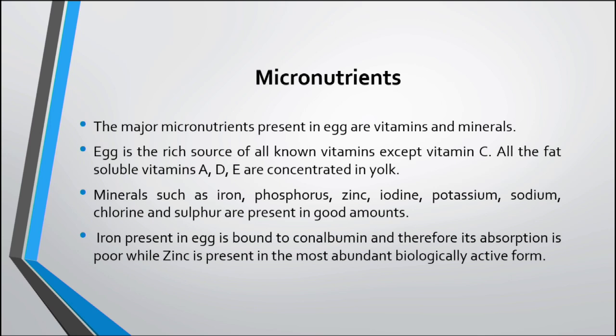Then the micronutrients. The major micronutrients present in egg are vitamins and minerals. The whole egg is rich in vitamins A, D, E, except vitamin C. Minerals such as iron, phosphorus, zinc, iodine, sodium, chlorine and sulfur are also present in good amounts in egg. Iron present in egg is bound to conalbumin, and therefore its absorption is poor, while zinc is present in the most abundant biologically active form.